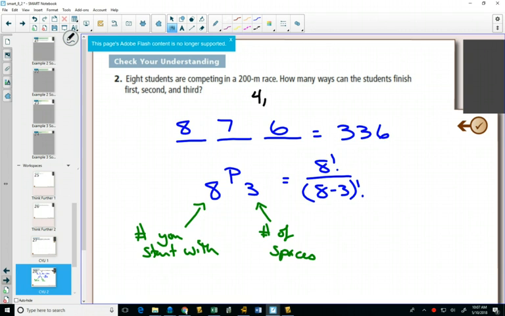So questions for practice on this one are 4, 6, 7, and 8.